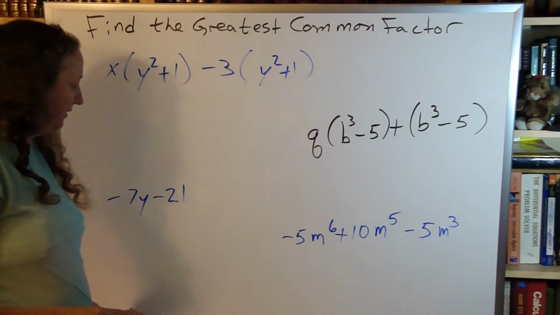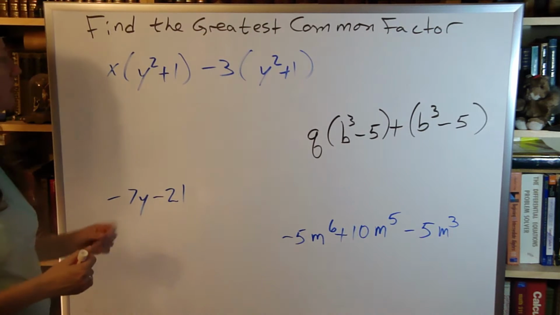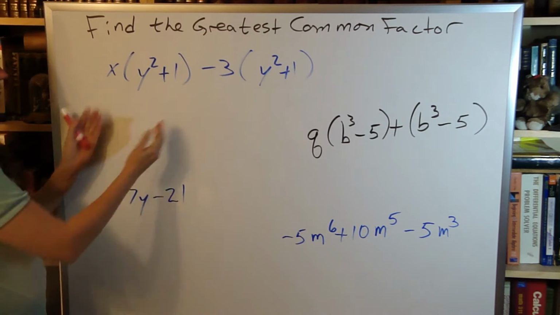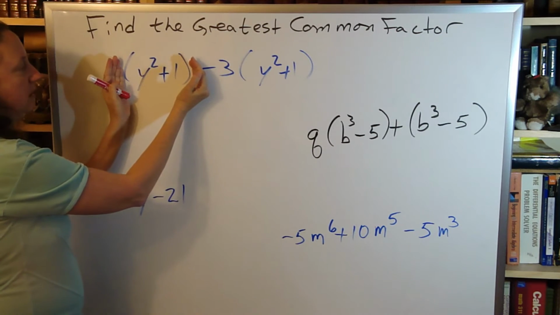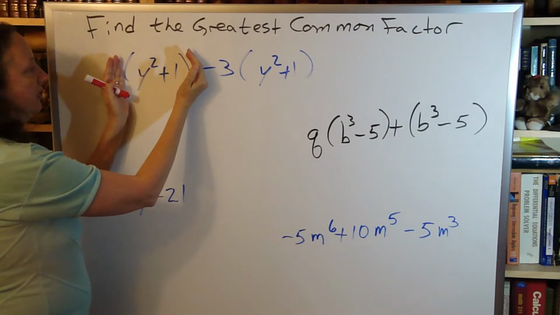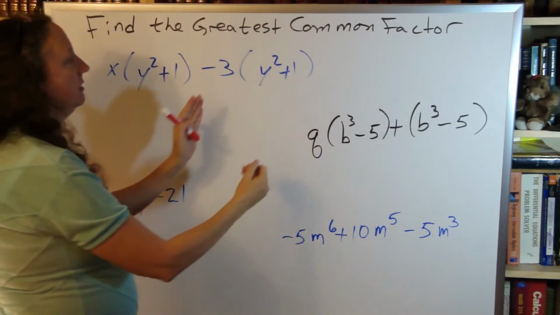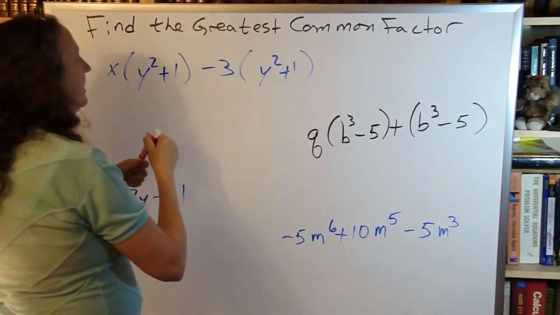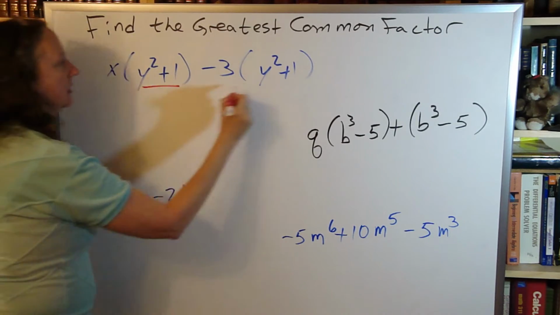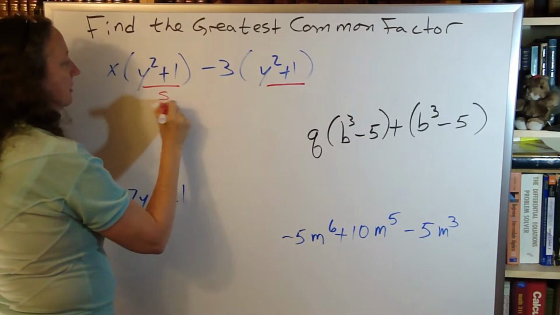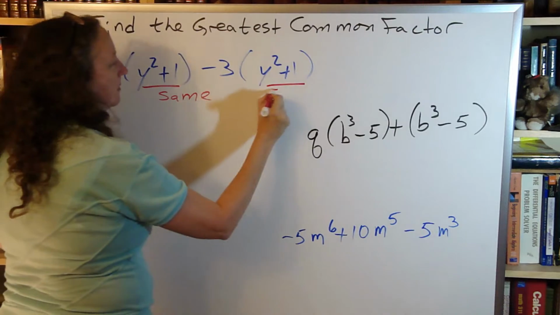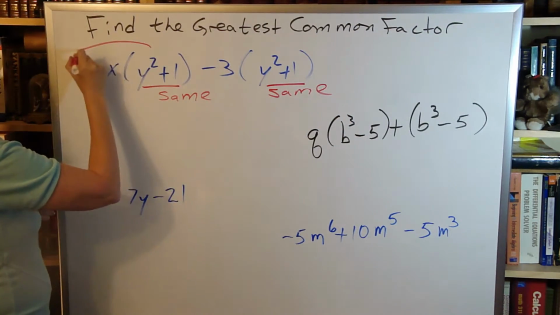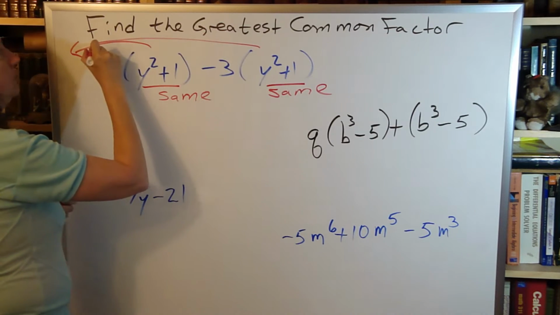Still finding the greatest common factor. As I look at this, I see the x plus 1, I see the y squared plus 1, and I see the y squared plus 1. And I see that it is exactly the same here as here. So I am going to pull that out to the front.